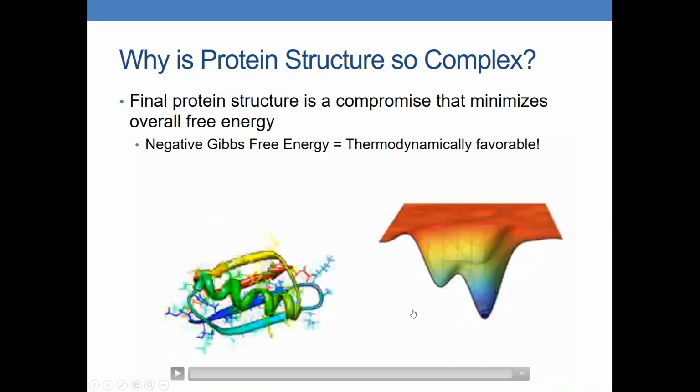So this three-dimensional structure is formed through first the formation of secondary structure, and that secondary structure formation then leads to the formation of your final three-dimensional structure that corresponds to your lowest energy thermodynamic state.